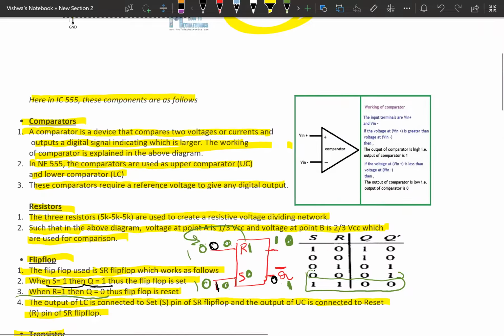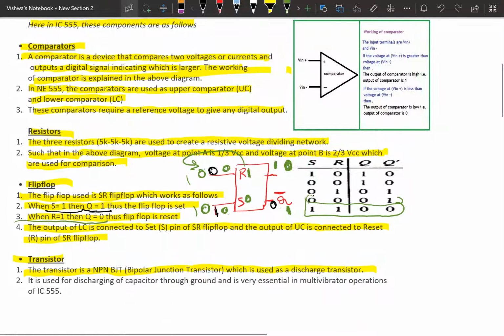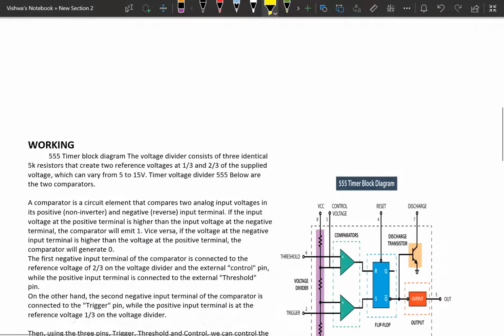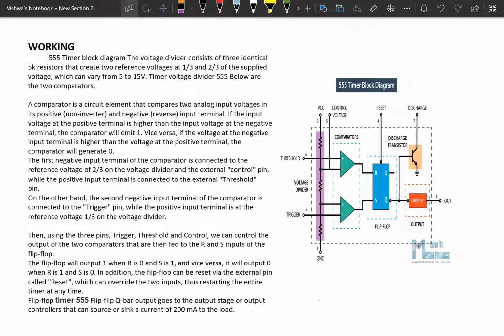So these are the components present in the 555 timer and their workings. Now let's see how the 555 timer works as a whole. Working of the 555 timer.